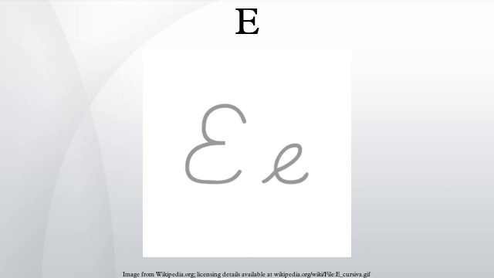Digraphs with E are common to indicate diphthongs and monophthongs, such as in English, in German, and in French or in German. Other systems: the International Phonetic Alphabet uses E for the close mid-front unrounded vowel or the mid-front unrounded vowel.